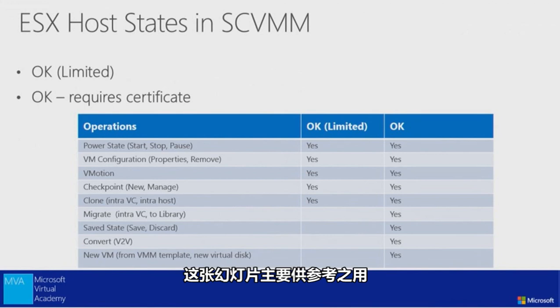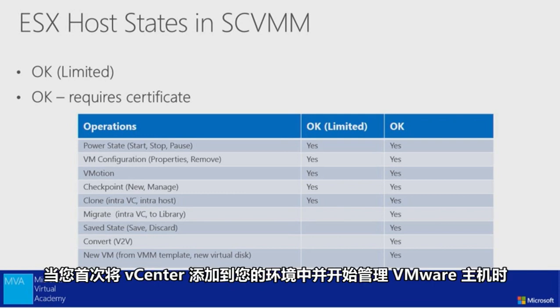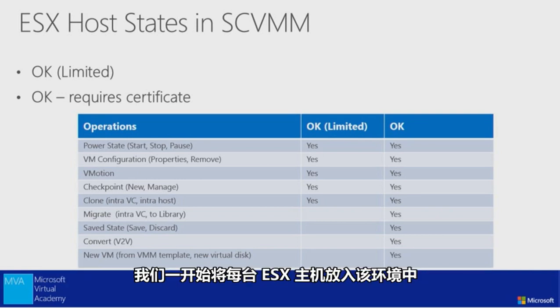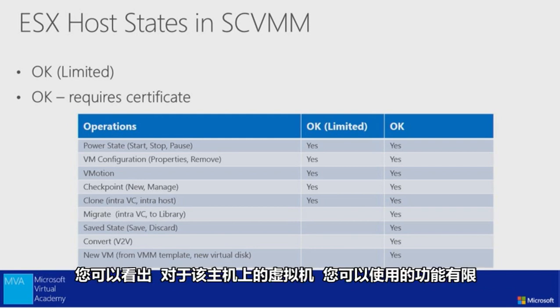This slide's here primarily for reference. It touches on, as I said, there's two different states of managing VMware. When you first add vCenter to your environment and you start managing the VMware hosts, we initially put every ESX host into an OK state, but there's limited operations, and this is the way we actually tag it in our UI, so you can tell that for VMs on this host, you're going to have a limited set of capabilities.